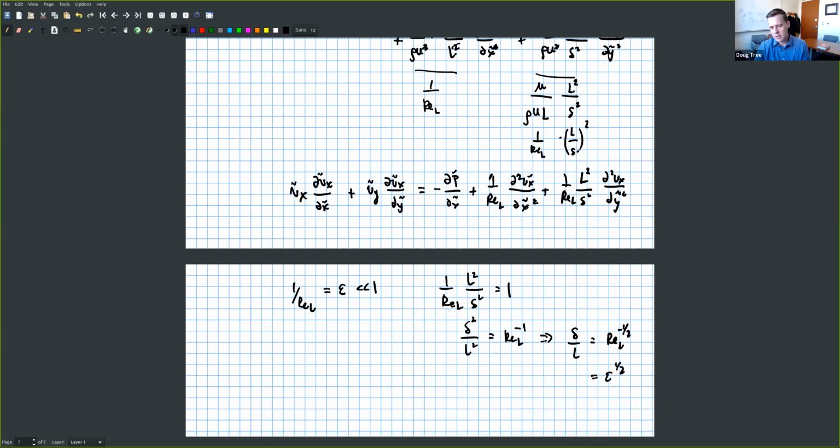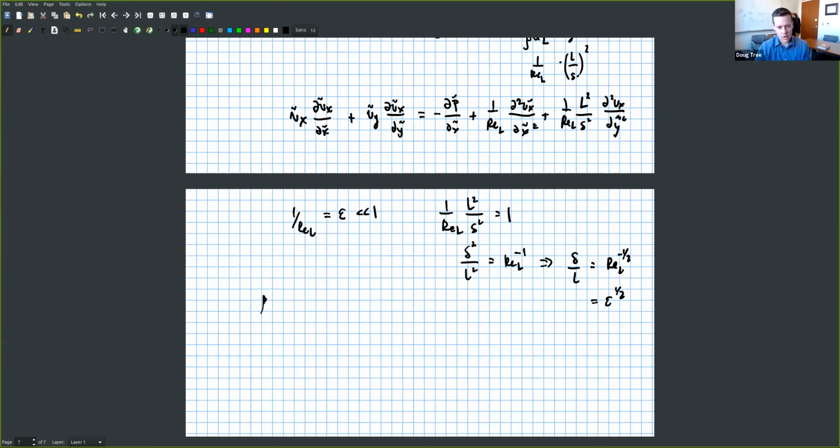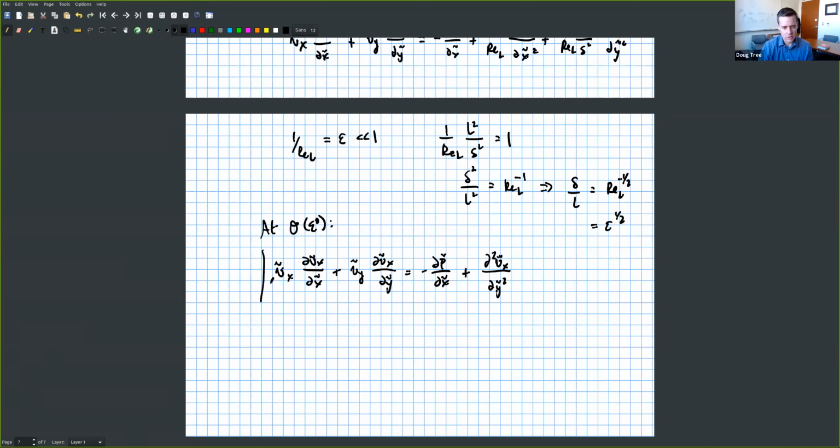And when I take the limit that this goes to 0, or in other words, when I say, at order epsilon to the 0, I get the following equation then. Okay, so I get Vx dVx dx plus Vy dVx dy is equal to minus dP dx plus only this term, the second derivative of Vx with respect to y squared. Okay, so that is called the boundary layer equation.